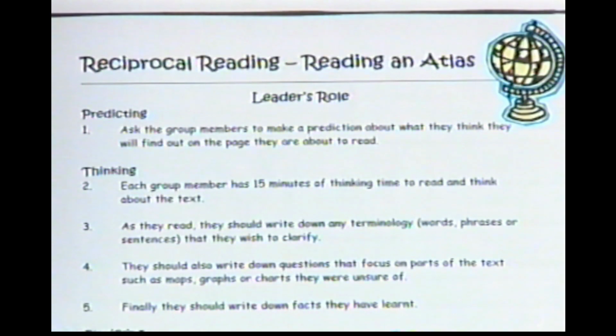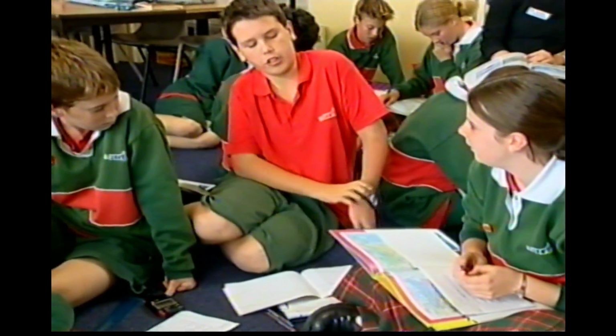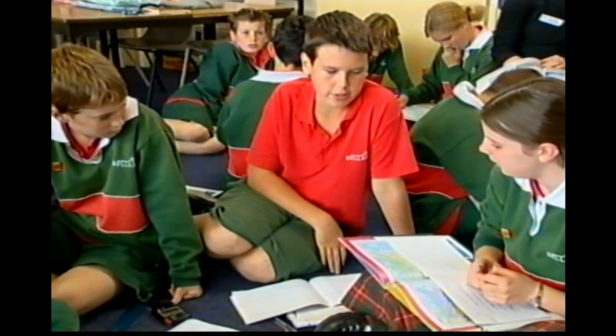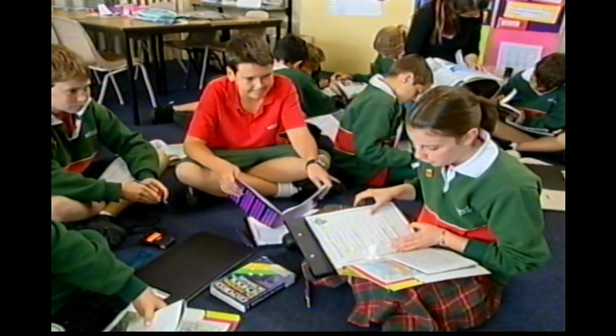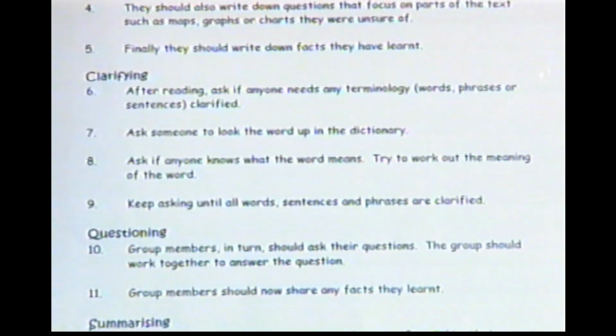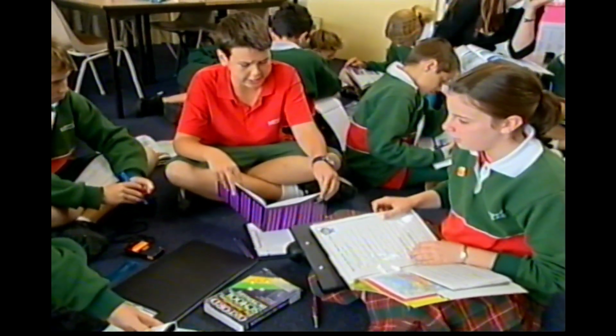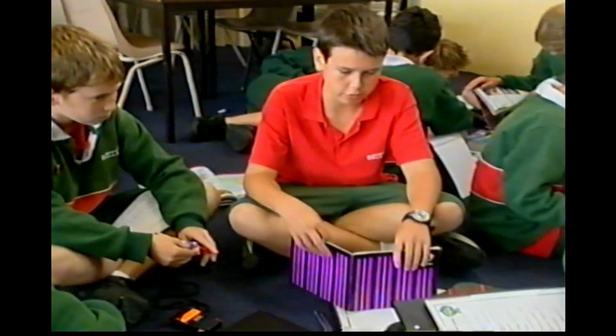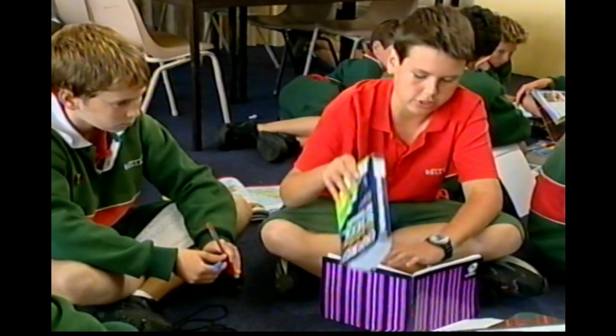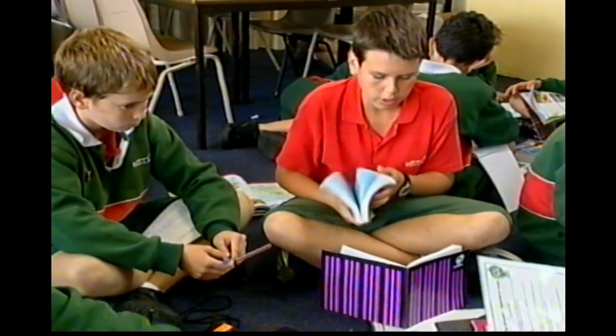Would anybody like to predict what we're going to learn in these pages? Yep. I think that we will find some of our tallest mountains in China and in Asia. We'll do clarifying words first. So did anybody have any clarifying words? Yes, I did. I had confrontation. Okay, I didn't know what that means. Would you like to tell us where that is in the atlas?